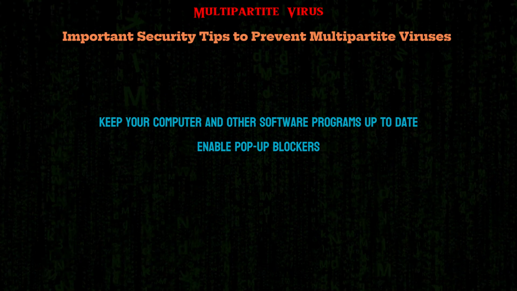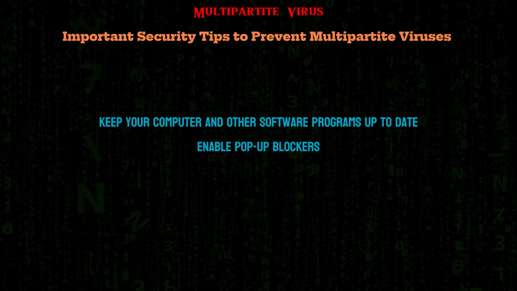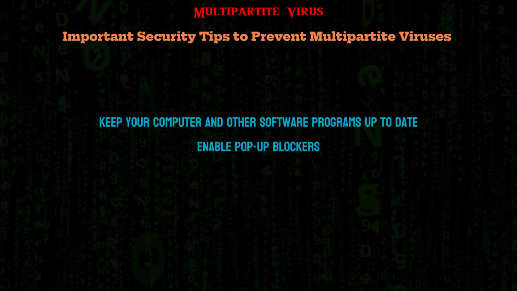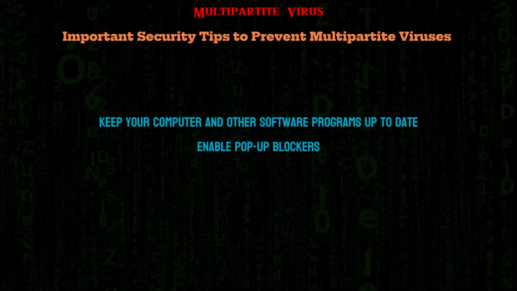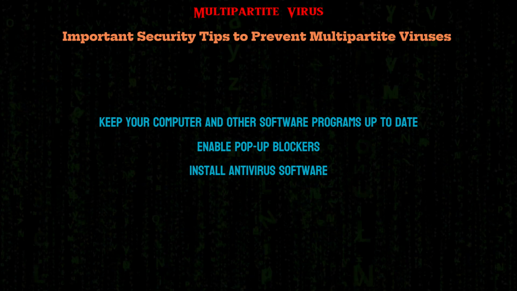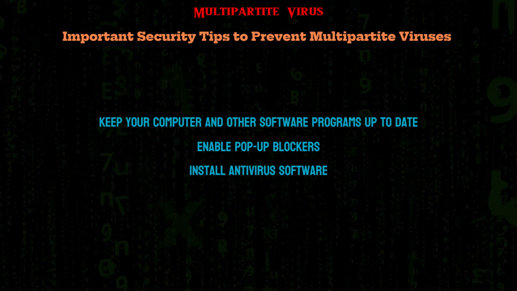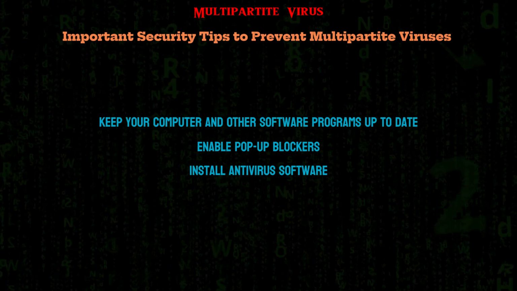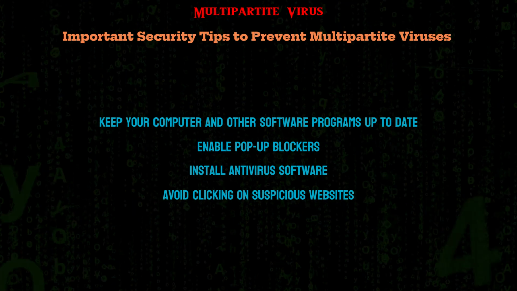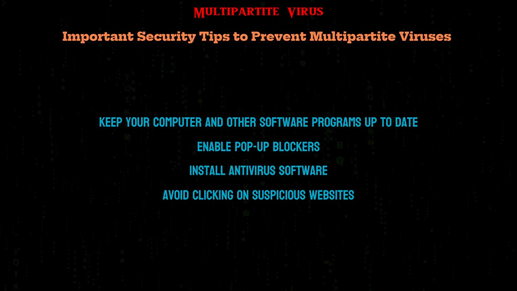Enable pop-up blockers. Intrusive pop-up ads, banners, and fake coupon offers are the most common tactics criminals use to spread virus-infected programs. Install a powerful ad blocker to block such annoying and harmful ads. Install antivirus software. Install a dedicated antivirus program to prepare for all types of computer virus-related attacks on your device. Avoid clicking on suspicious websites. Pay close attention to URLs before visiting a website. Do not click on suspected freeware download websites.